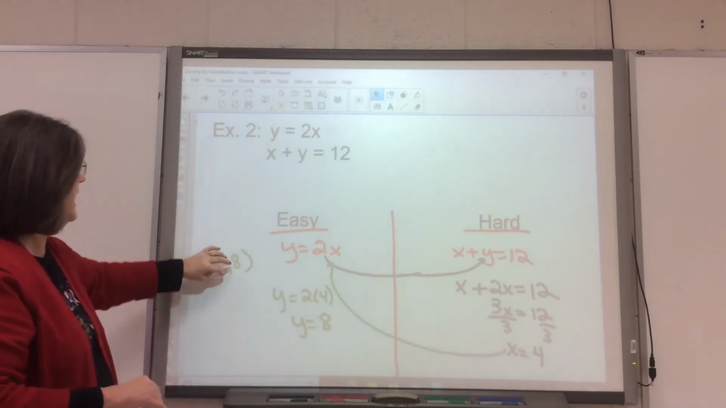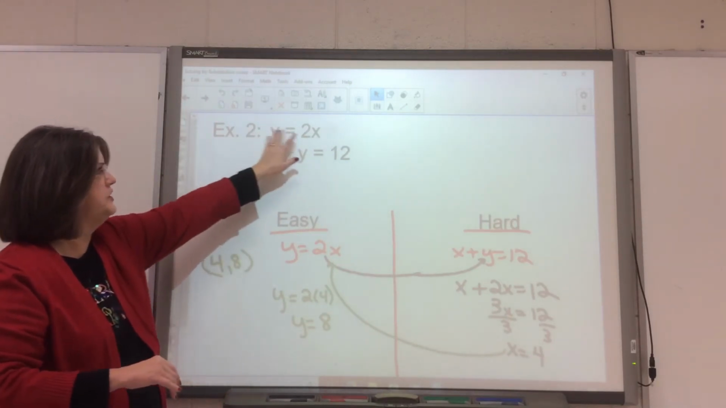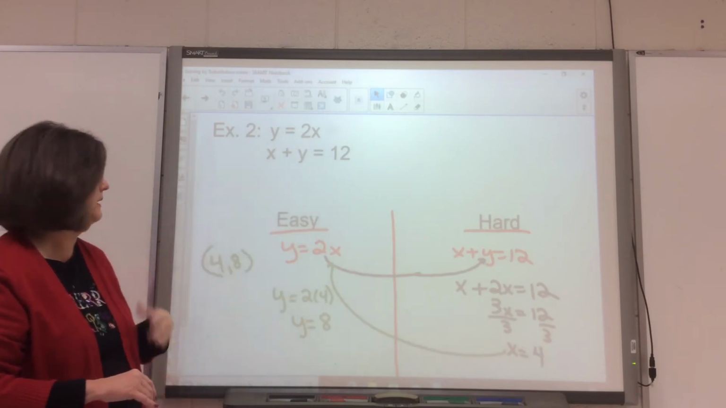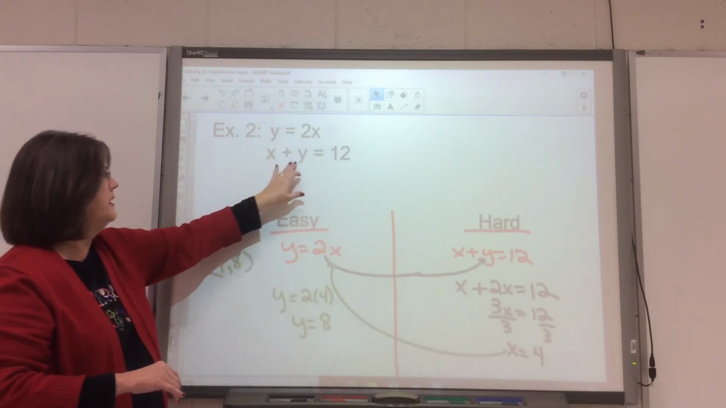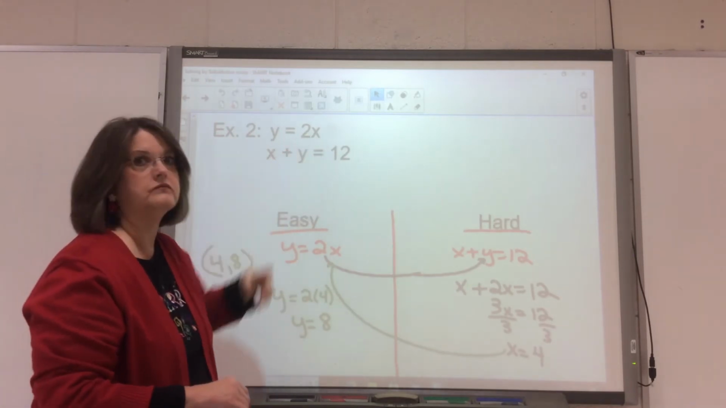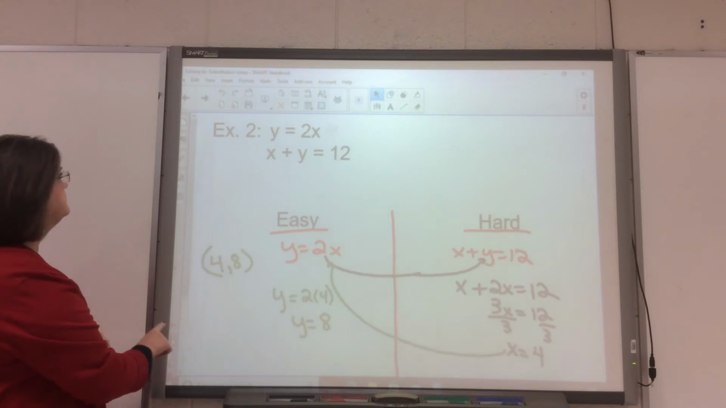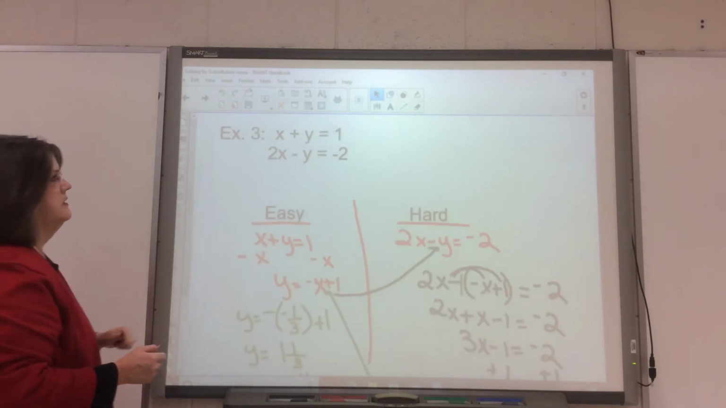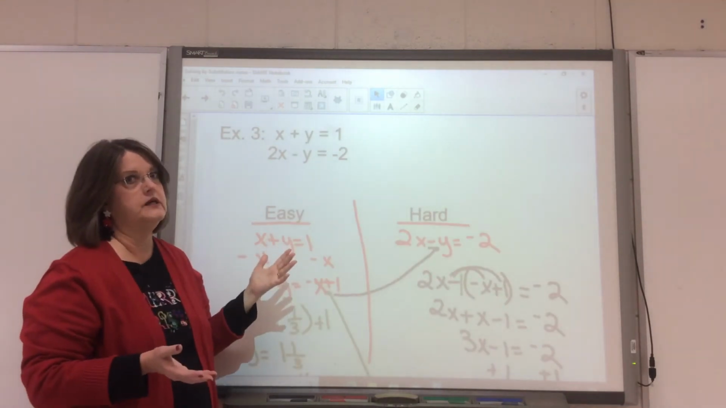Now, you can take these points and substitute back into the equations to make sure that they work. And they do. 4 plus 8 is 12. And then 8 equals 2 times 4. That's true too.